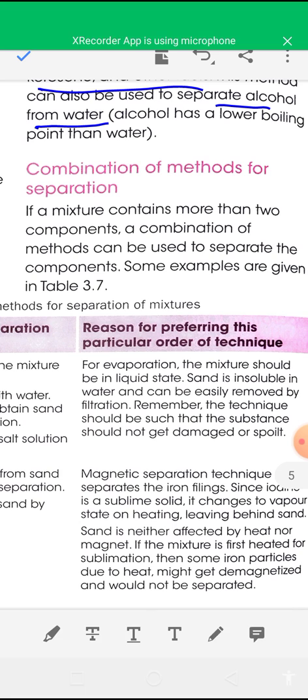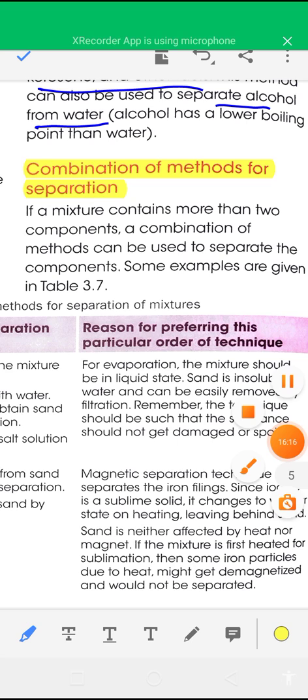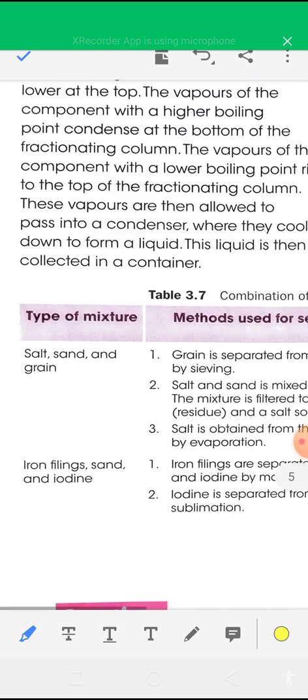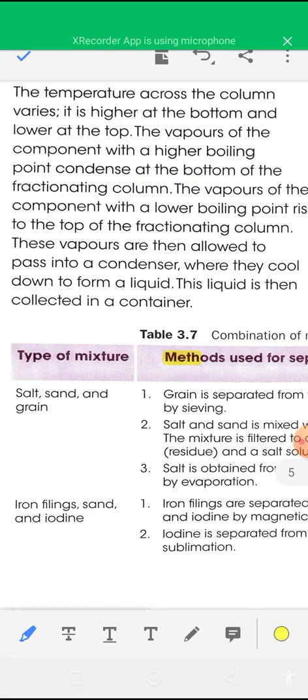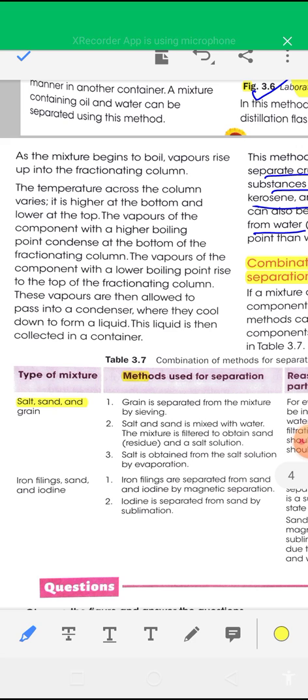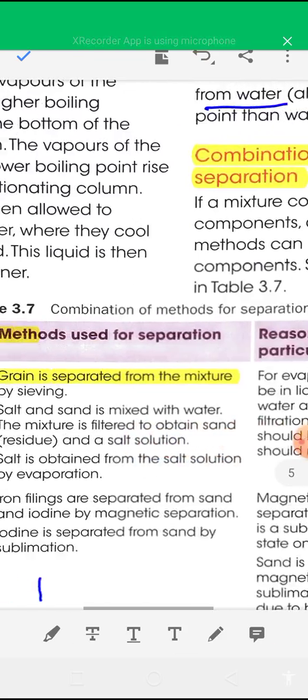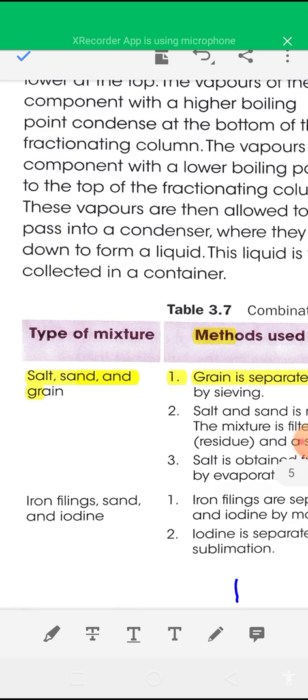Now see combination methods for separation. A mixture may contain more than two components. If a mixture contains more than two components, a combination method can be used to separate the components. Here one example is given. Okay, separation of sand, salt and grains. So you have to use combination methods to separate salt, sand and grain.